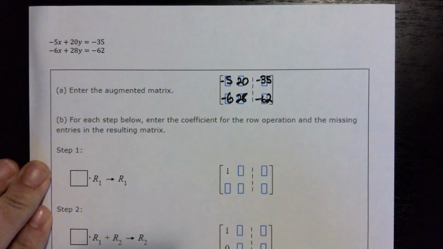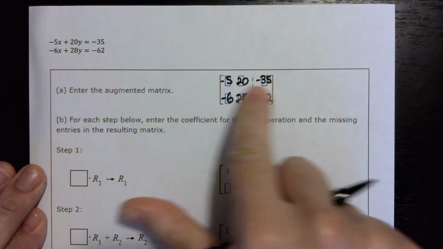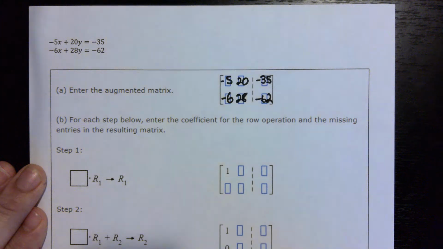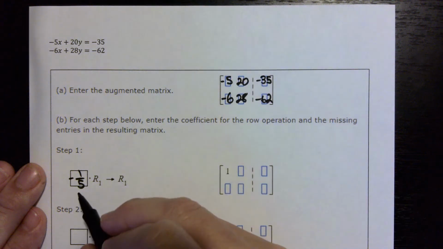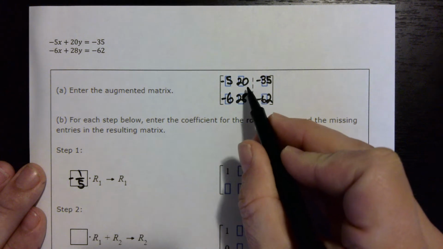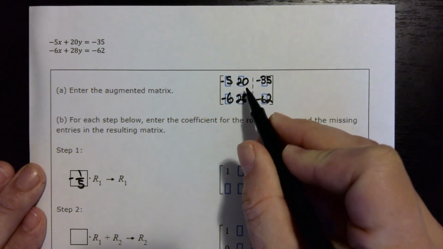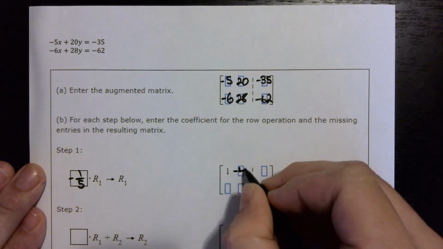Okay, so first step, multiply this whole row by something that turns this into a positive 1. So what do I multiply negative 5 by to turn it into a positive 1? Well, it would be negative 1/5. Negative 1/5 times negative 5, the negatives cancel out, and 5 over 5 is 1. But we had to multiply the other thing there too. We know that's a 1, but what about negative 1/5 times 20? That's basically 20 divided by negative 5, which is negative 4.